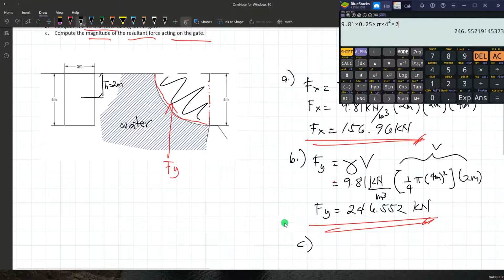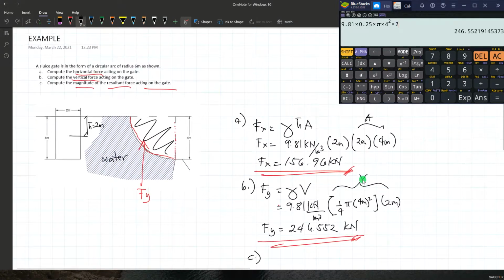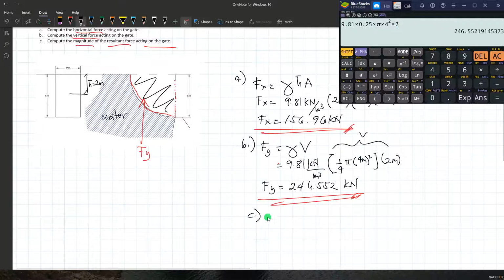For letter C, magnitude of the resultant force acting on the gate. Force equals the square root of fx squared plus fy squared.